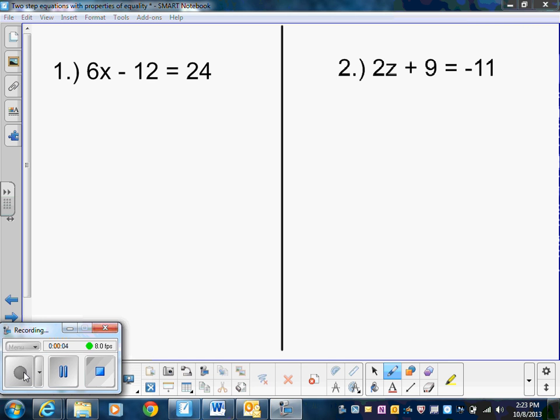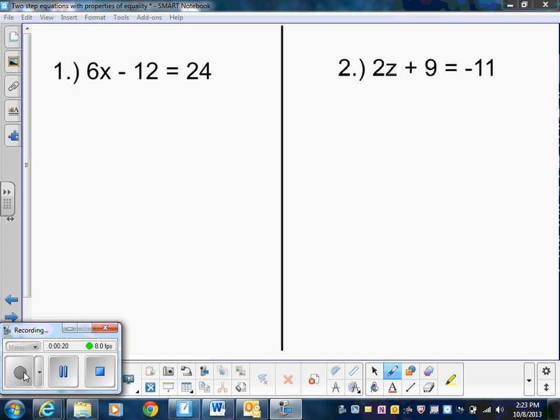This is a complimentary video to go along with today's notes in regards to solving two-step equations. Let's take a look at example number 1, where we have the equation 6x minus 12 is equal to 24.